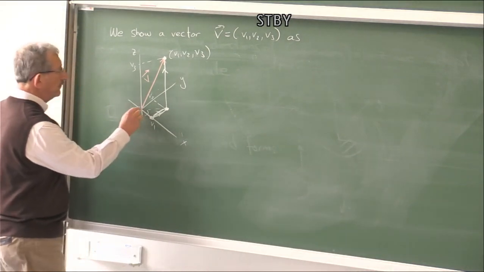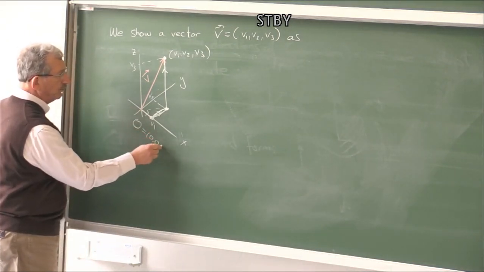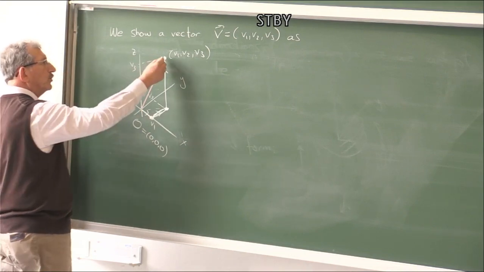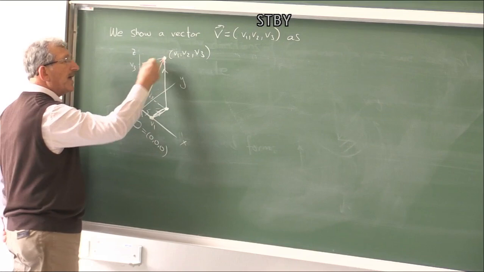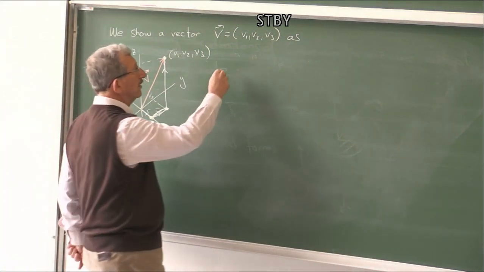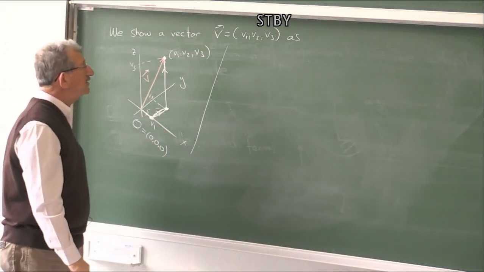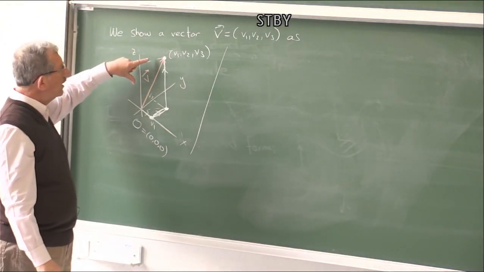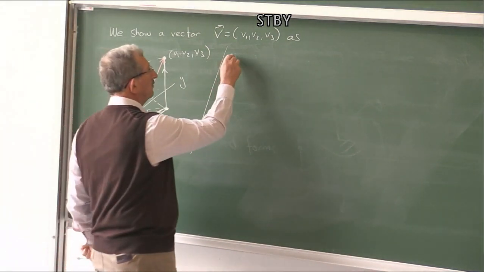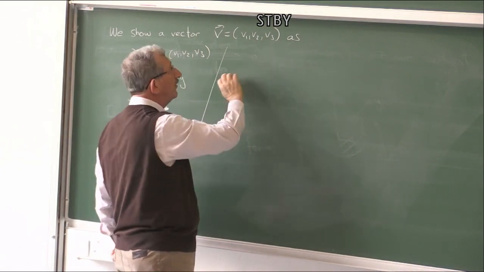So if this is the point O, which is (0, 0, 0), we want to show the starting point and the end point. We want to emphasize that. But for that, let us define an arbitrary way of showing a vector. This is the standard way, thinking of these as points in R3.